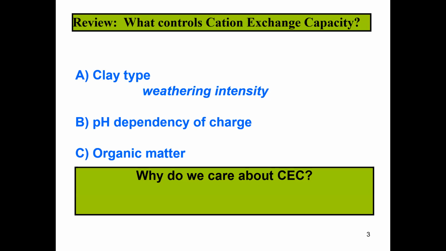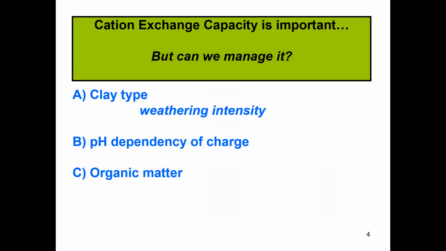And like we saw in that previous example, management decisions that affect the inputs to the soil can increase the organic matter content. So that's a pretty cool thing. And we care about this because CEC is our sole mechanism for holding on to nutrients. And interaction with pH determines what's actually on the exchange sites. So some of the things that we can actually manage are pH dependency of charge and the organic matter content.